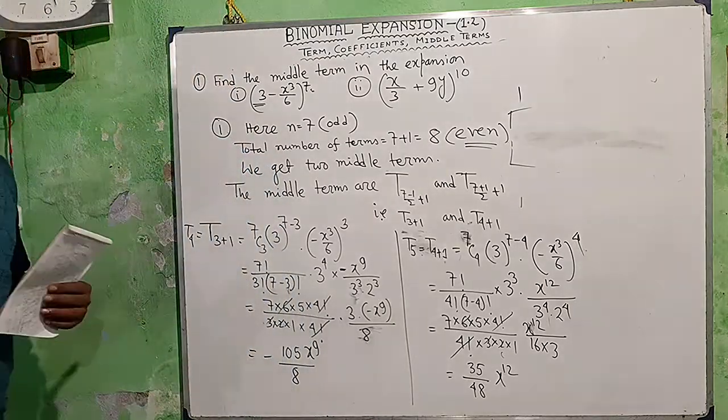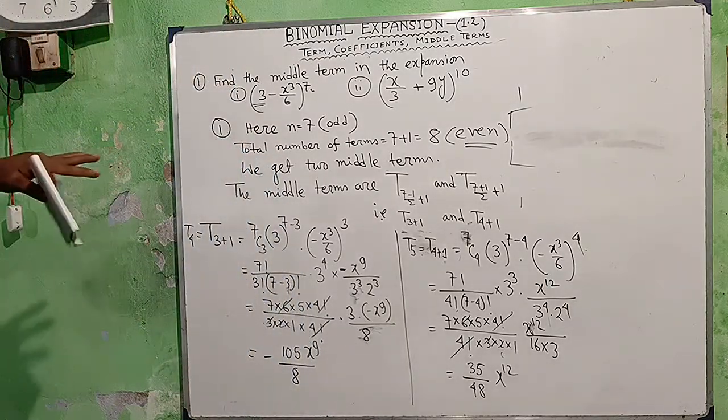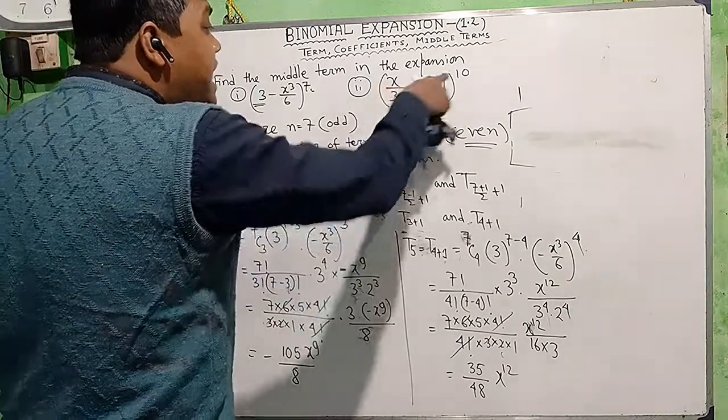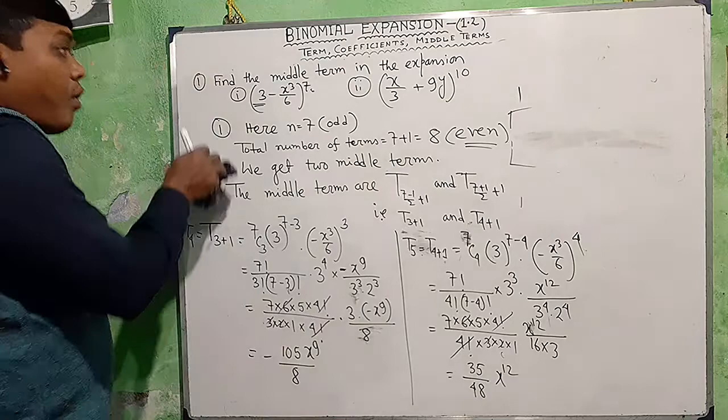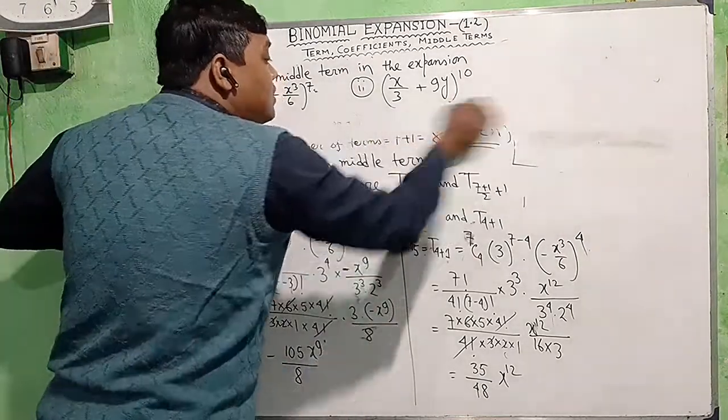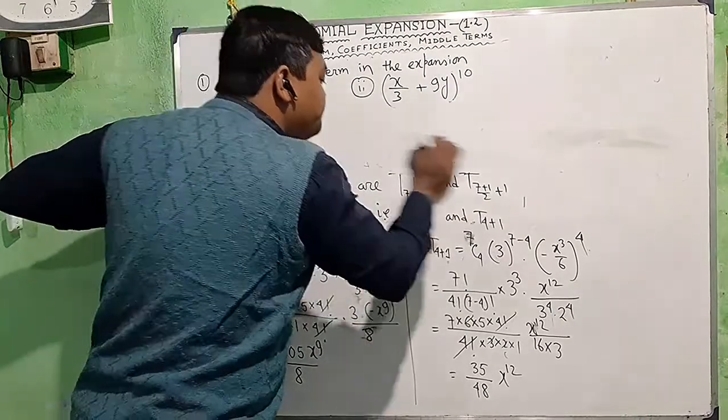So the next problem is the easiest problem, because n is even, so we will get only one middle term. So let us try the second problem.